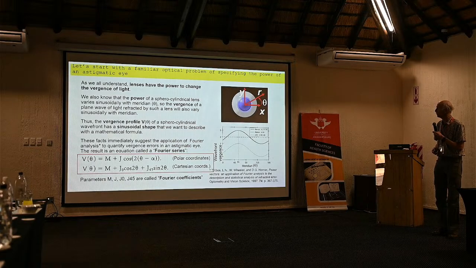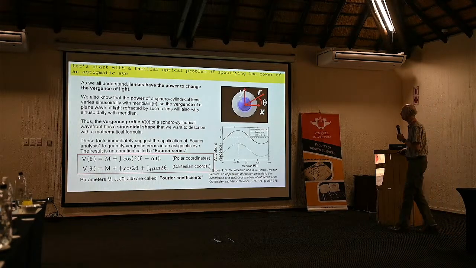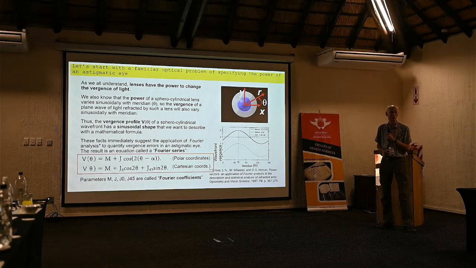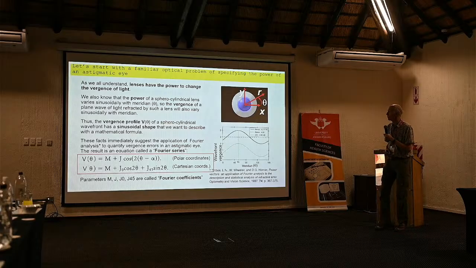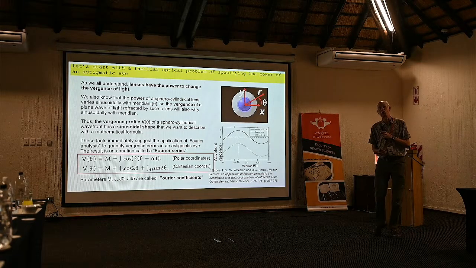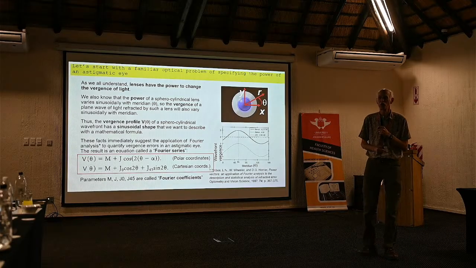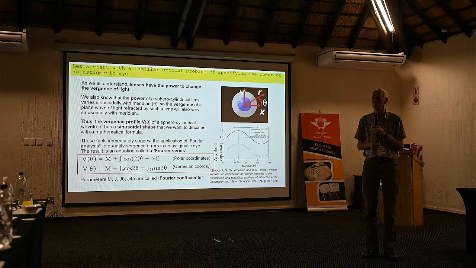So we'll start with something familiar. How do we start with the problem of specifying the power of an astigmatic eye? We've already heard a bit about that this morning. Here's my take on the idea. First, I've got this other theory that words are very important to scientists, because the words we use determine the way we think. So let's get our words right.